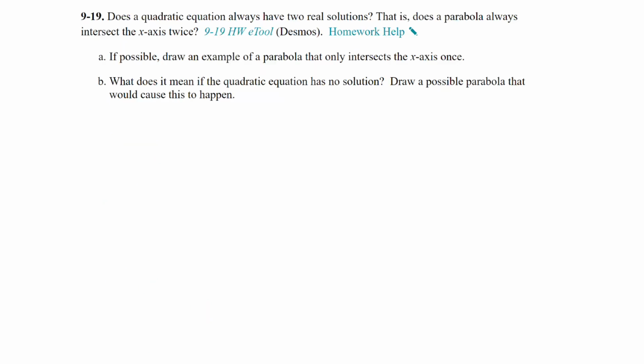Question 19. Does a quadratic equation always have two real solutions? That is, does a parabola always intersect the x-axis twice? If possible, draw an example of a parabola that only intersects the x-axis once. So on the first part, it does ask a question: does a quadratic equation always have two real solutions? And the answer to that is no. And we'll kind of answer that in part A.